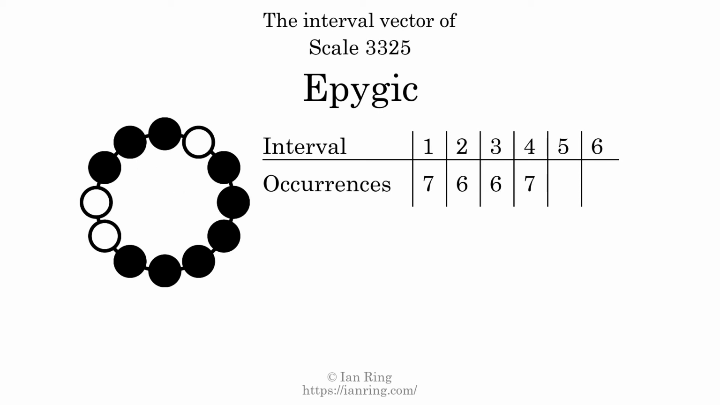There are 7 intervals with the size of 4 semitones. They are here, here, here, here, here, here, and here. There are 7 intervals with the size of 5 semitones. They are here, here, here, here, here, here, and here. There are 3 intervals with the size of 6 semitones. They are here, here, and here. Each interval does not appear in this scale a unique number of times, so this is not a deep scale.